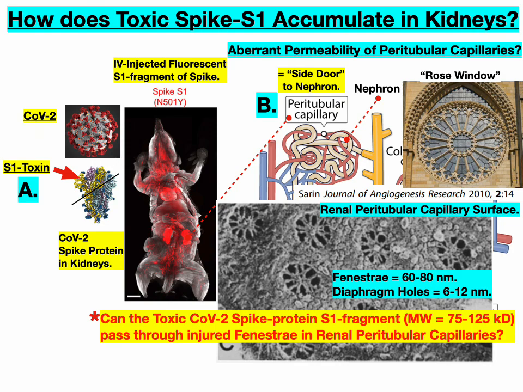How does the toxic CoV-2 spike protein accumulate in kidneys? Can the toxic CoV-2 spike protein S1 fragment, which has a molecular weight of about 75 to 125 kilodaltons, depending on its glycosylations, pass through injured fenestrae in renal peritubular capillaries?